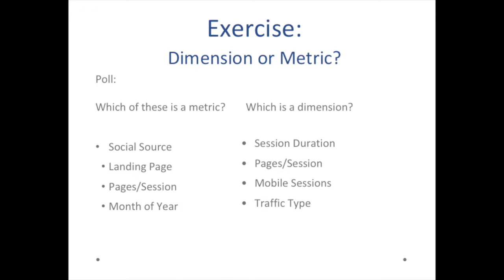Month of the year. This is another descriptor. So this is kind of a trick that we threw in there. But pages per session is an actual number. It's a ratio, and it shows the relationship between two different numbers. So this would be an example of a metric.